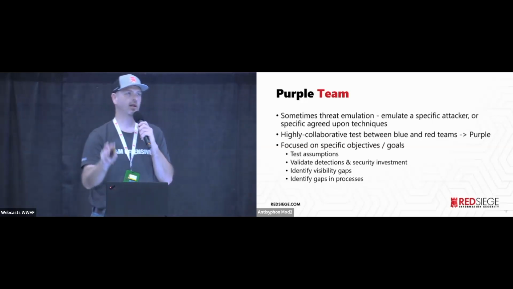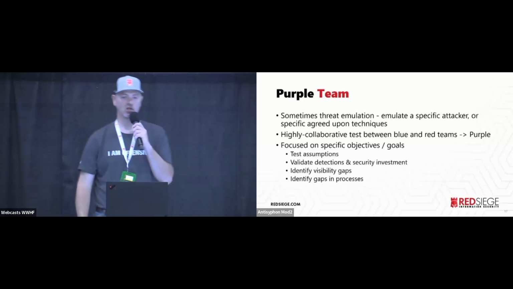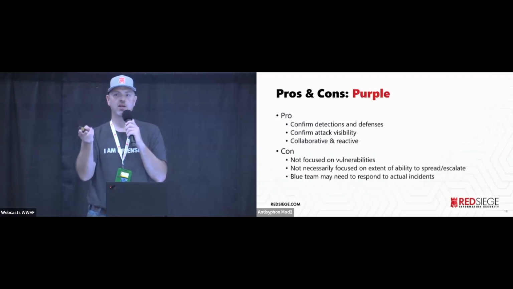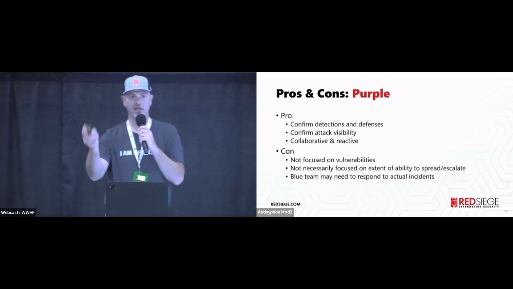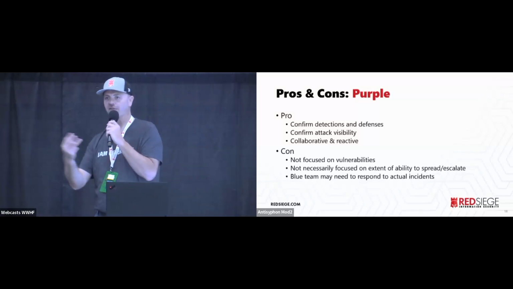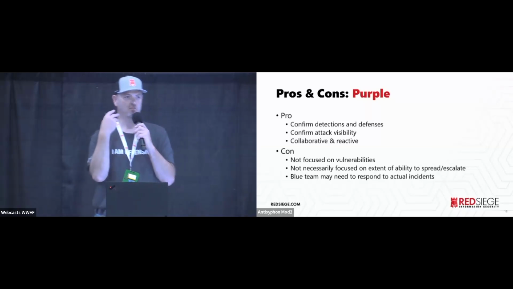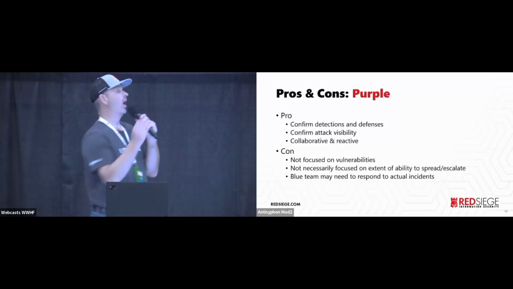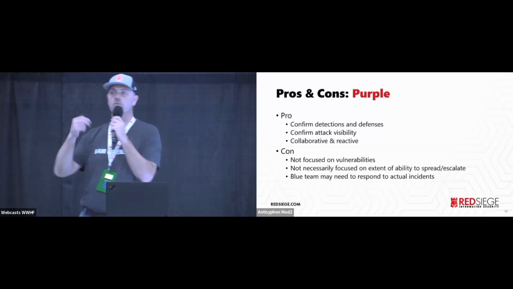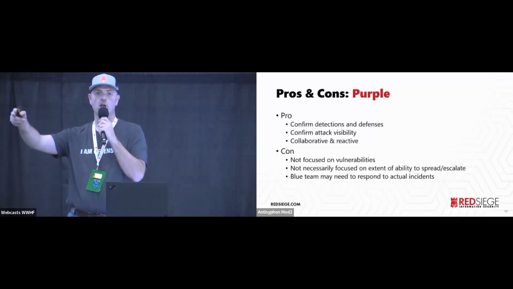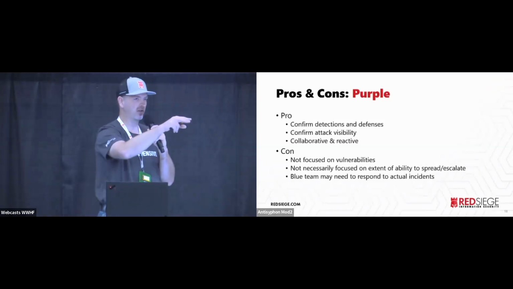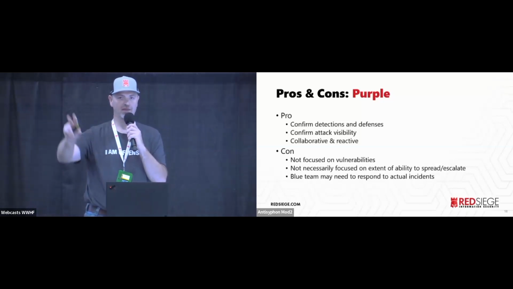So purple teams, kind of looking from that perspective. Very collaborative, again, very collaborative, goal-focused. On the plus side, we get to confirm that what you say you're doing, you're doing. You get to confirm that you can see what we're doing. They're very collaborative. They're reactive. They're a lot of fun. I think that there's a lot of benefit, and both teams should grow if it's successful. On the downside, not looking at vulnerabilities. Unlike an assumed breach, we're probably not looking at where can we go once the compromise happens. We're not looking for the full chain. Same thing with what can we access. We're not looking for all of that because our focus is more about these specific goals.